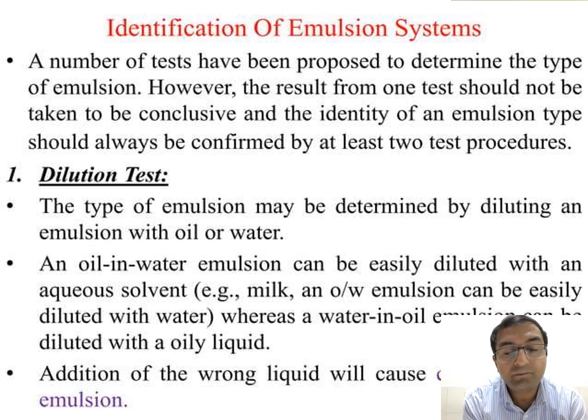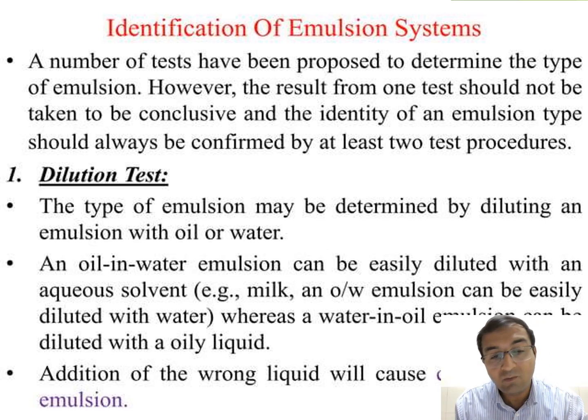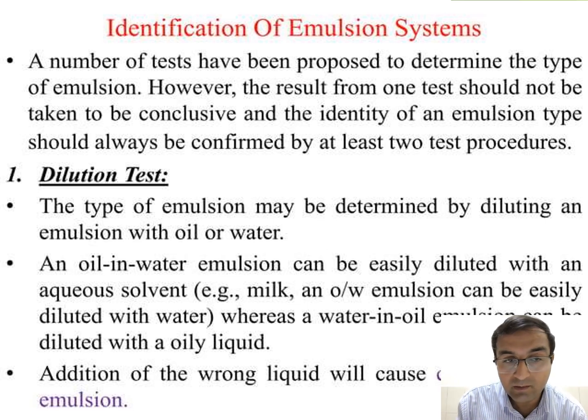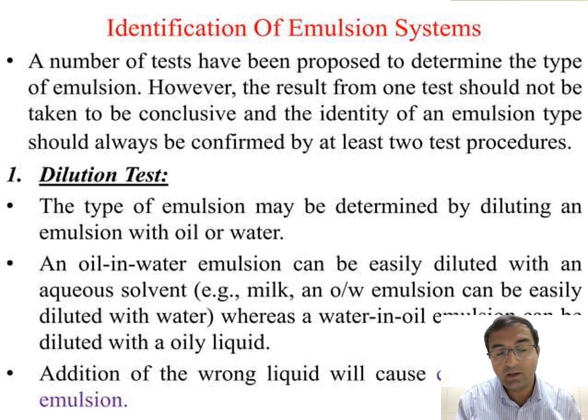Okay, let's read the line. The type of emulsion may be determined by diluting an emulsion with oil or water. An oil in water emulsion can easily be diluted with an aqueous solvent, like milk, and a water in oil emulsion can easily be diluted with an oily liquid. So you can perform it at your home also.